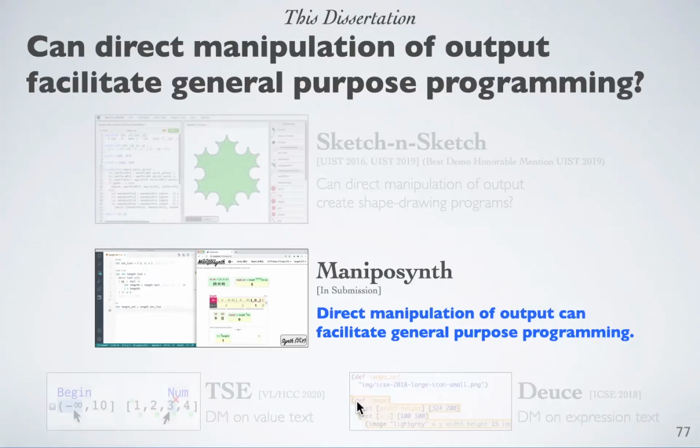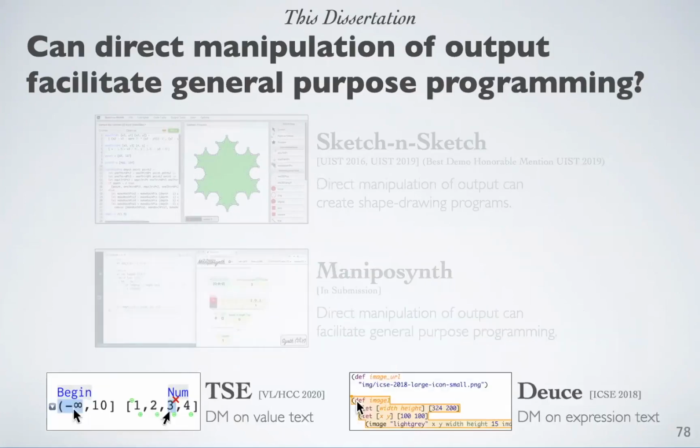Now, it looks like we have a lot to go over yet. That's not true, because we're going to zip through these in like 2 minutes, because I don't want to say a lot about them. We did a couple extra systems that might help in the future programming environment. One is for directly manipulating value text, and the other one is for directly manipulating expression text.